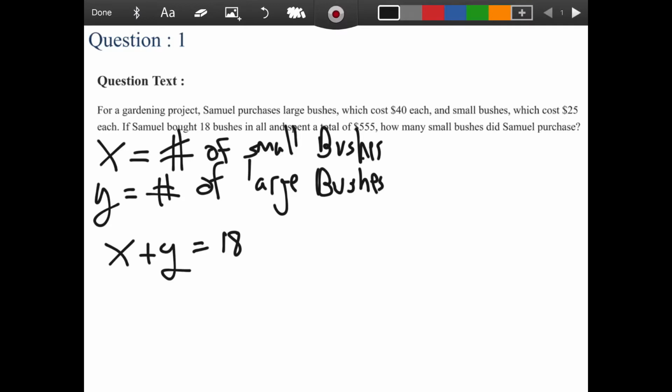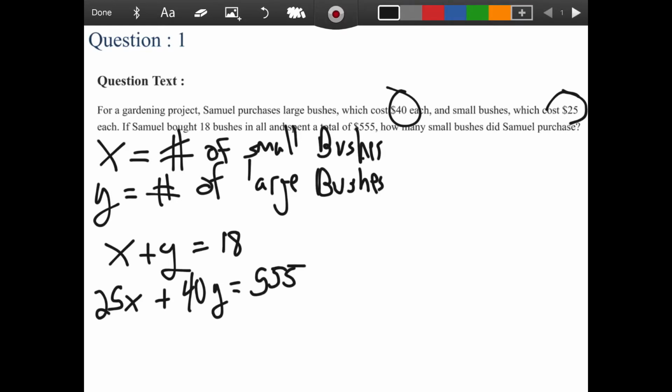And now we can attach a price to these. So we know $25 for the small bushes, so 25 times X plus, we don't know how many of these yet, but we know the large bushes are 40, so 40 times Y, and the total price is $555. So now we have a nice little systems of equations that we can easily manipulate and solve.